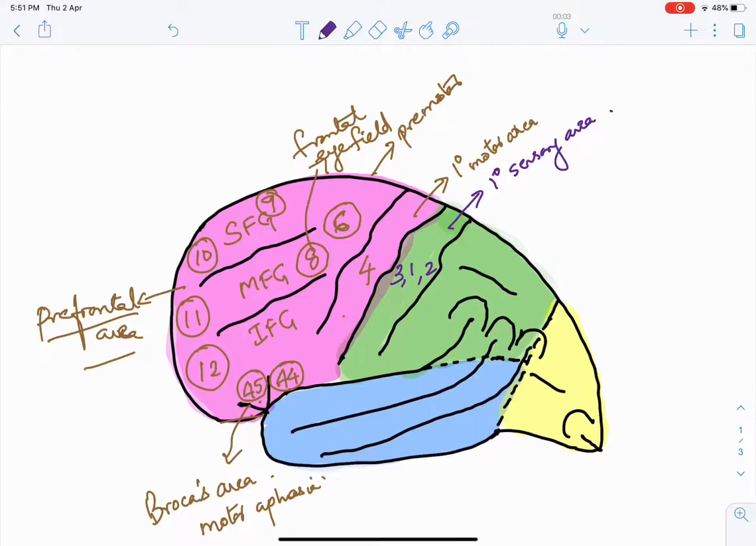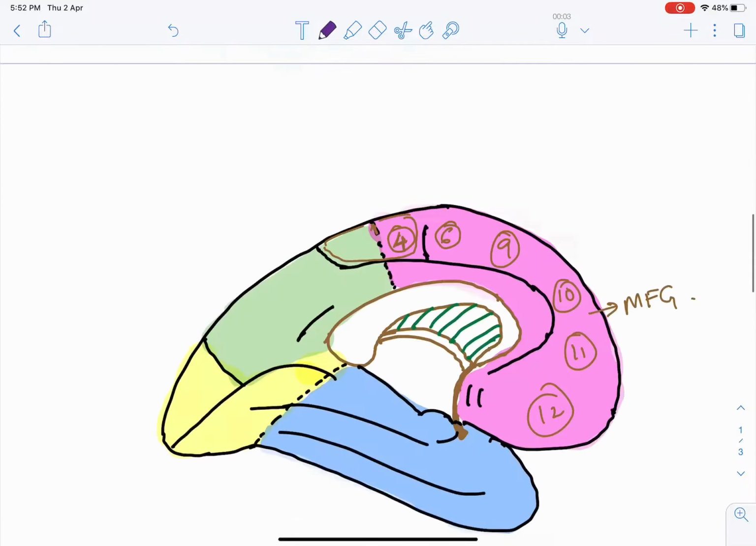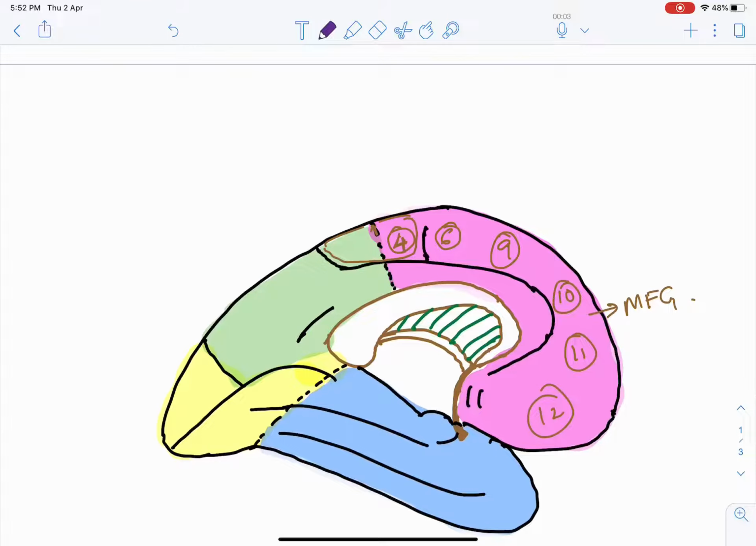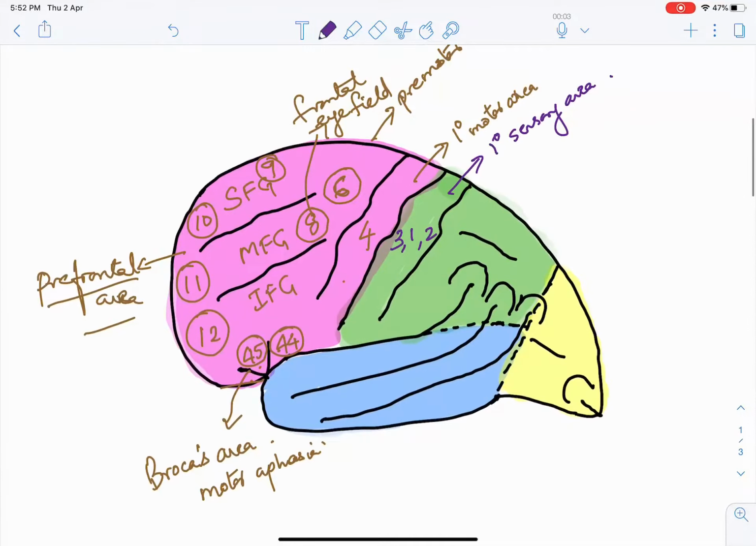Precentral gyrus is primary motor area, postcentral gyrus is primary sensory area. So central sulcus acts as a limiting sulcus. So that we have already covered. Primary sensory area is located in the postcentral gyrus and it is also extending into the medial aspect, into the posterior part of the paracentral lobule.